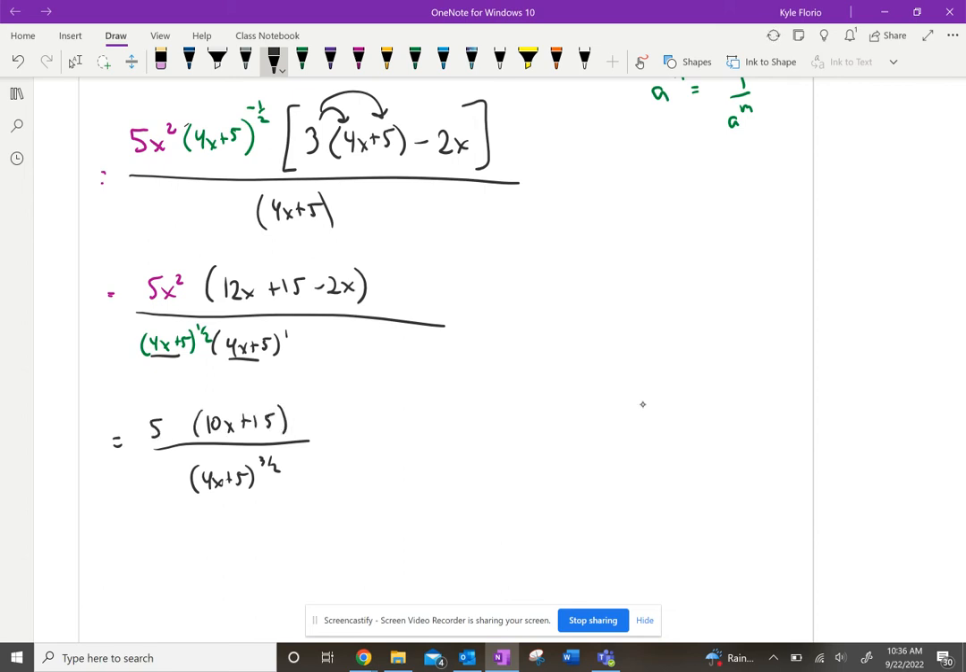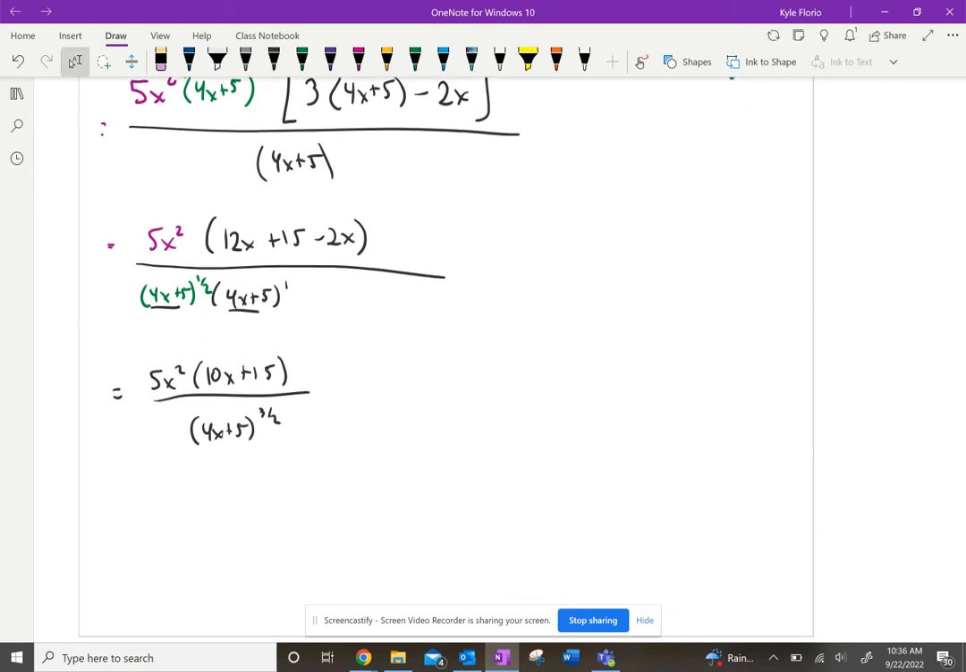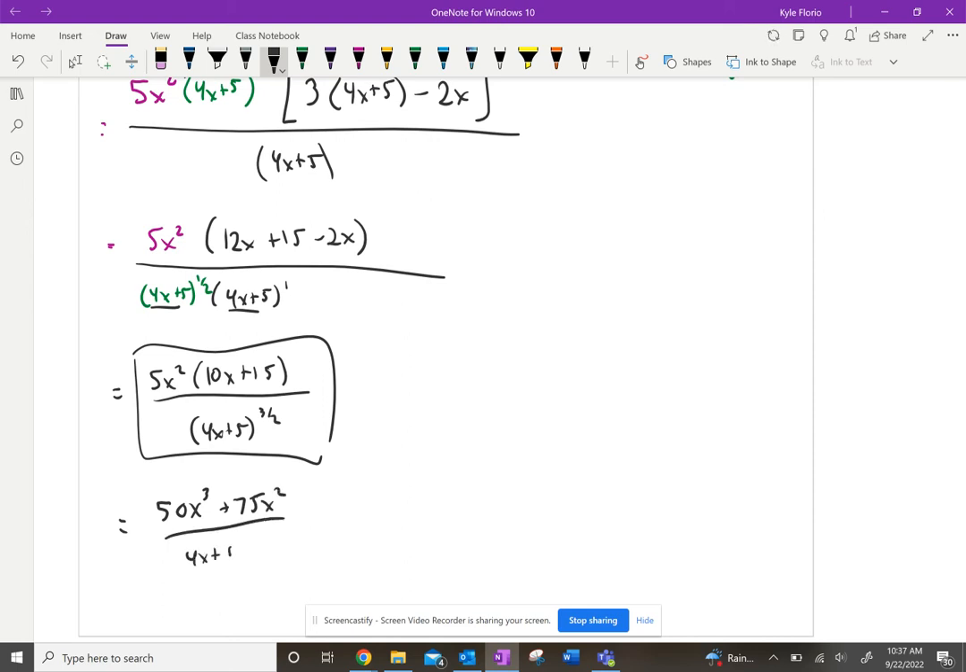And then we have that 5, yes, that's correct. And then we have this 5x squared. From here, I'm good if you circled it. You can multiply the 5x in if you want. Doesn't matter to me. So, put a box around it, go to the next question, or distribute it. You'll get 50x cubed plus 75x squared over 4x plus 5 to the 3/2.